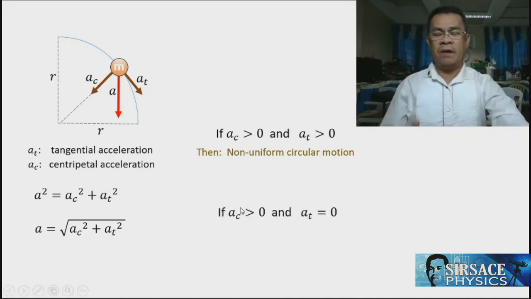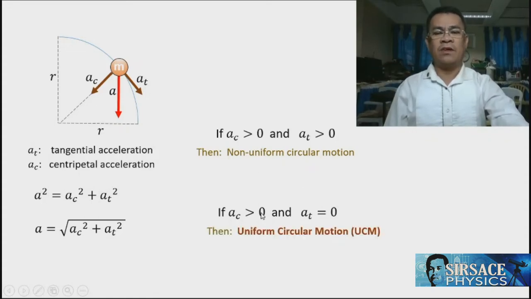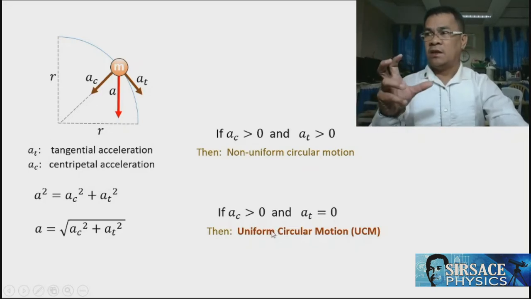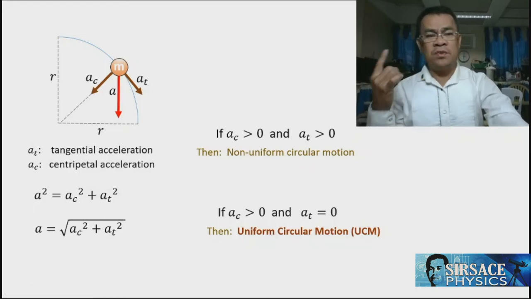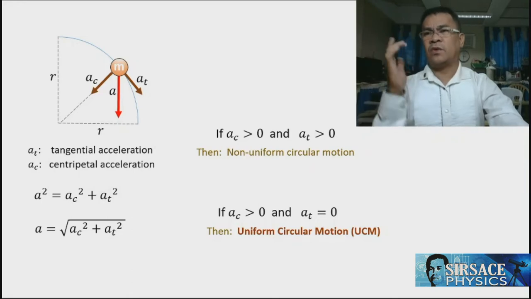In other words, if the centripetal acceleration is greater than zero, but the tangential acceleration is equal to zero, which means there is no change in the velocity magnitude, we call this uniform circular motion, or UCM. This is our topic. The dynamics of uniform circular motion means we will answer why it happens that an object moves around a curve, why is it that a rotor ride can turn around a wall?